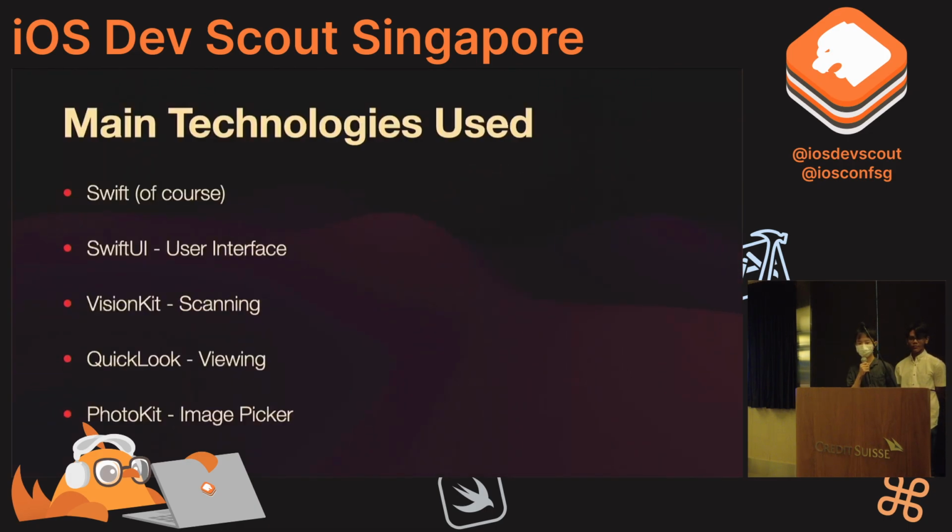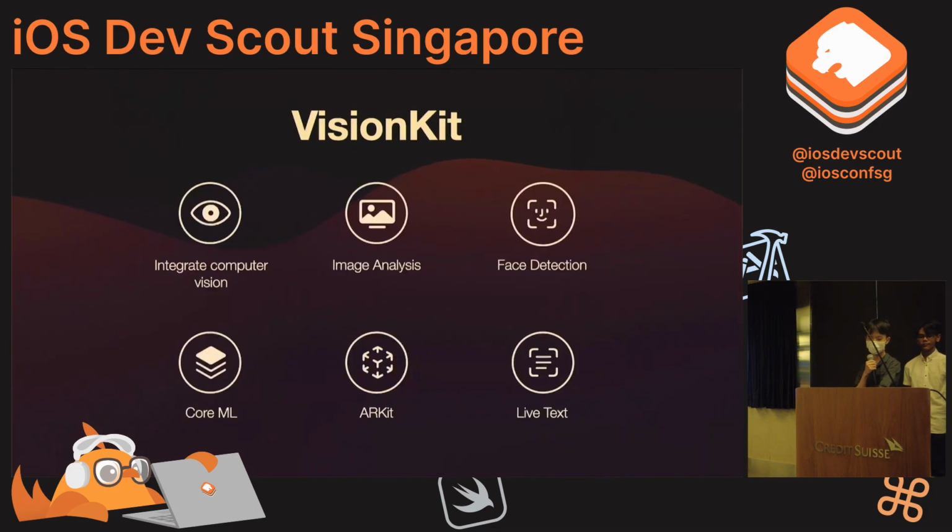Okay, so these are the technologies that we used. Of course, we use Swift. That's why we're here. We have SwiftUI for the user interface, VisionKit for the scanning of whiteboards as we just saw. We use Quicklook for the image viewing and also PhotoKit as an image picker in SwiftUI. So what we'll be focusing on for our sharing is VisionKit.